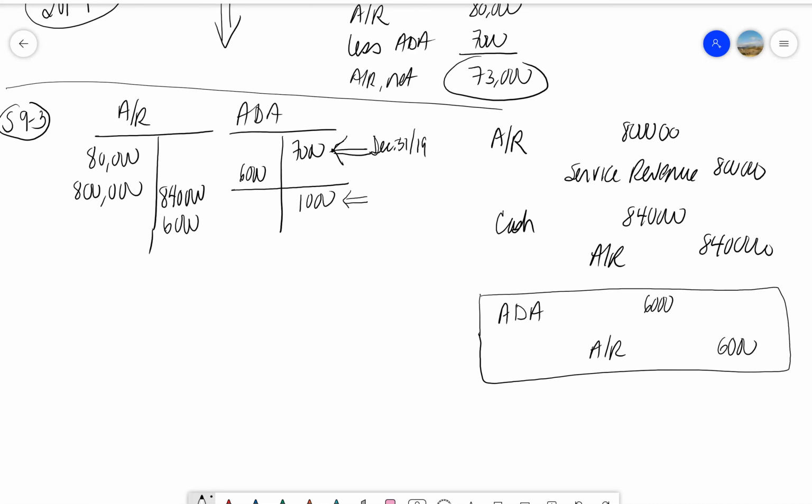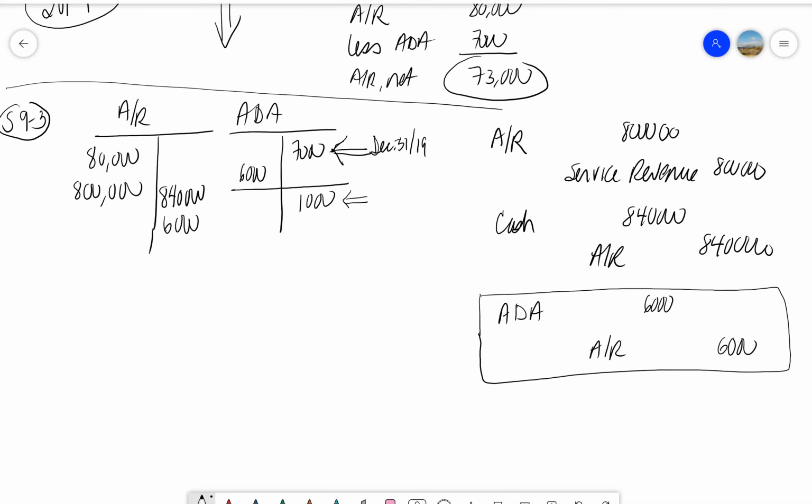Which is fine because remember, the estimate that we made at the end of last year, that 7,000, was purely just an estimate. We don't know exactly how much is going to be uncollected until we get into 2020. And it turned out that only 6,000 was uncollected. So it's okay to have this small balance left over. It just means that we overestimated. We thought it was going to be 7,000, ended up only going to be 6, and so we're left with this small balance of $1,000. That's perfectly okay whenever we make an estimate.